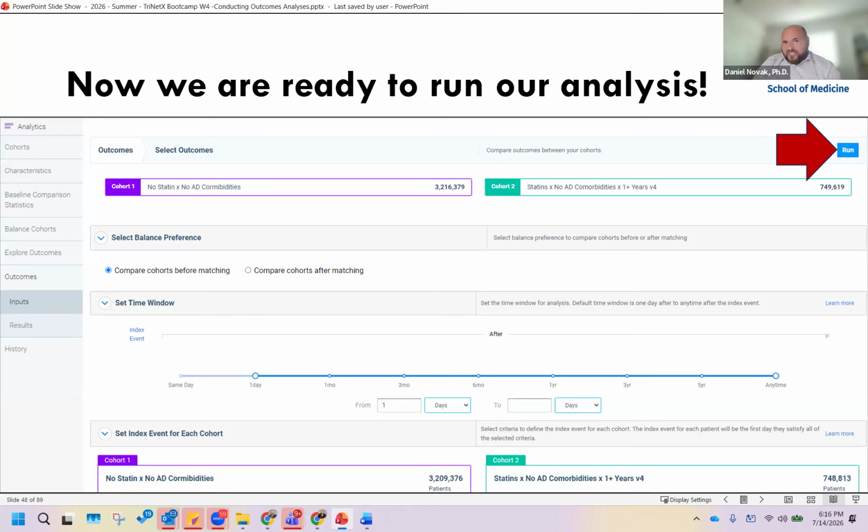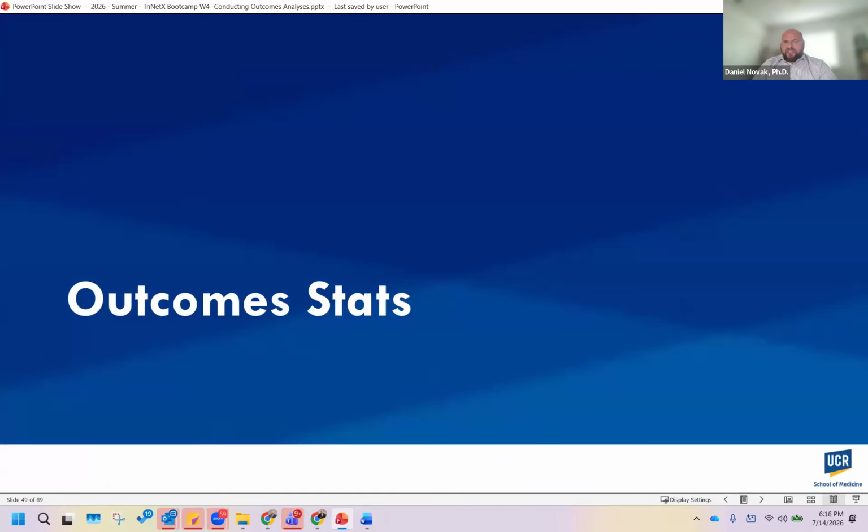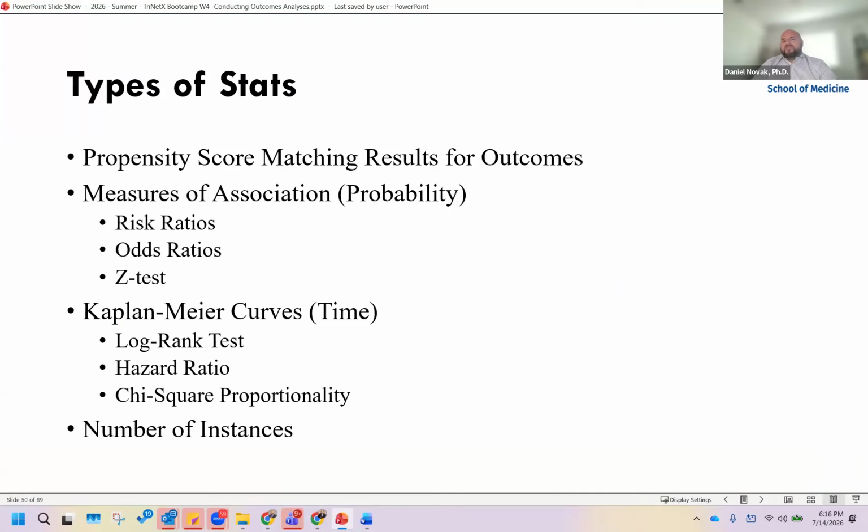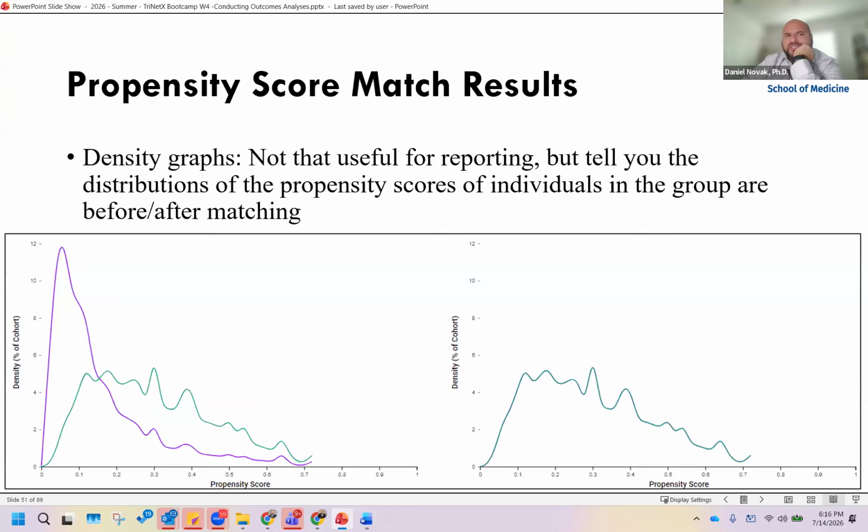So we've looked at our 5 decisions and we're ready to run. You're going to hit that run button up at the top once you've got everything set up, and you're going to get some outcome stats. So exciting. We finally, after months of research and thinking and planning, we have our data. So we're going to go through the types of stats really quick, from propensity score matching to measures of association and the Kaplan-Meier curves and our number of instances.